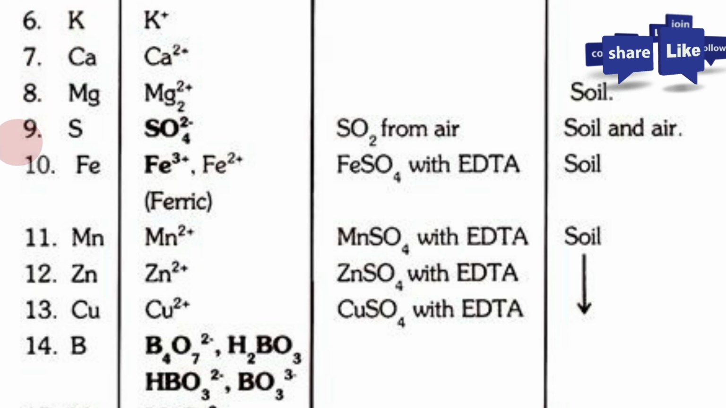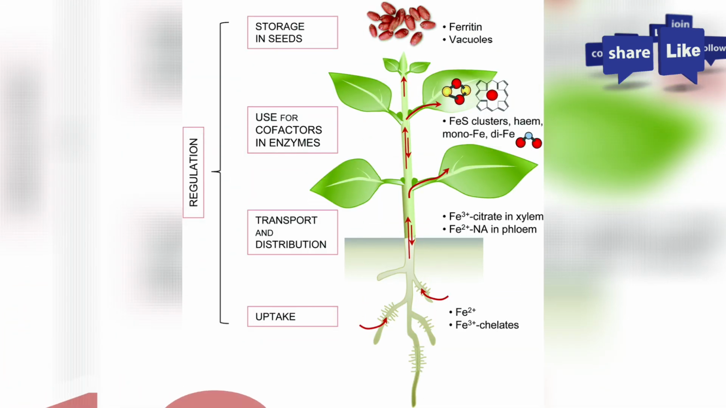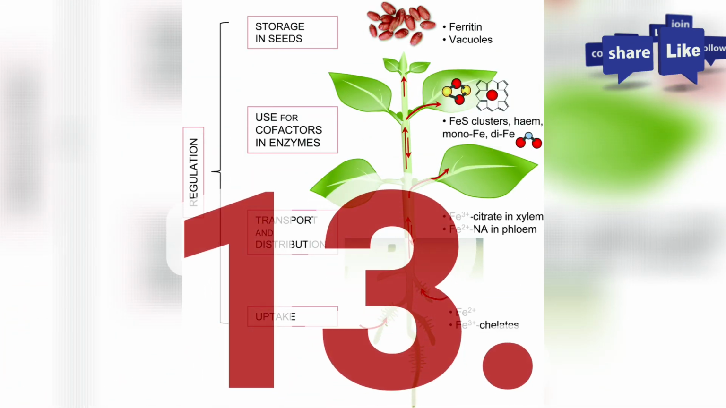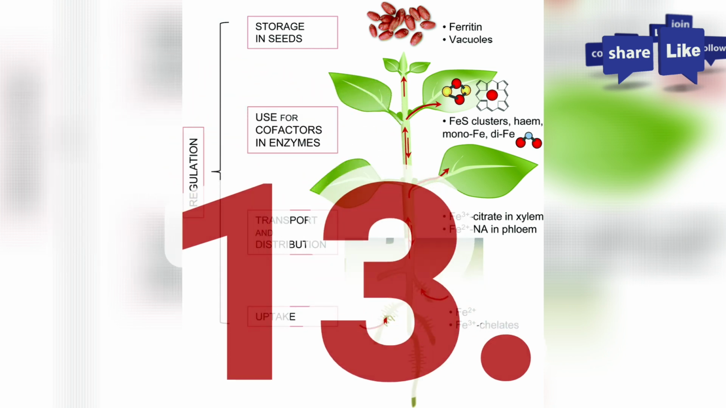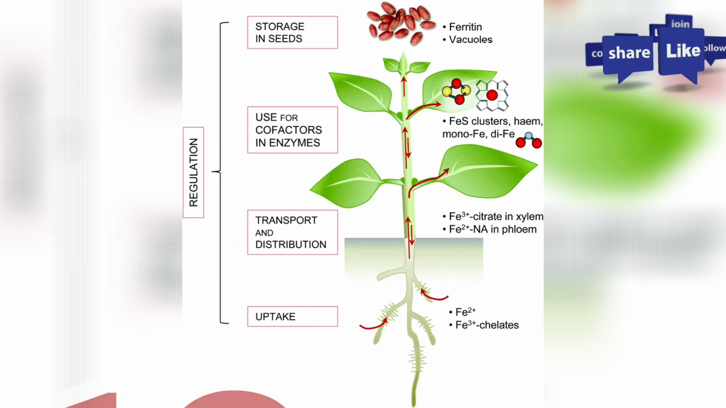Next important element is iron. Iron is absorbed in the form of ferrous ion. It is part of ferredoxin and cytochromes. Iron is not a constituent of chlorophyll, but it is essential for the formation of chlorophyll.